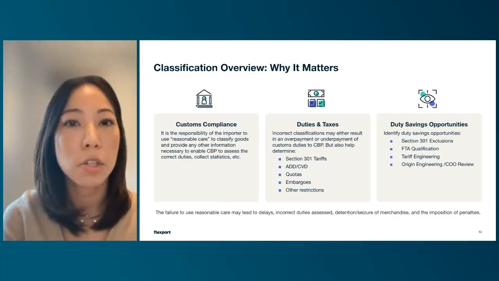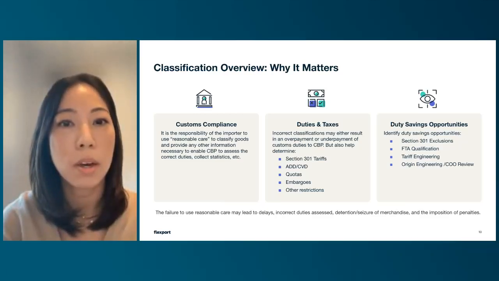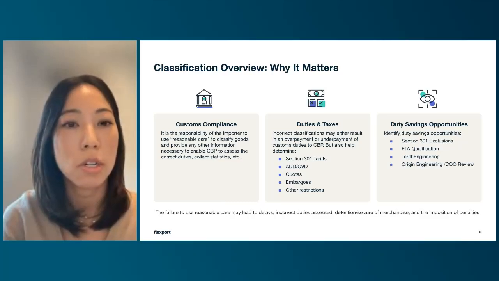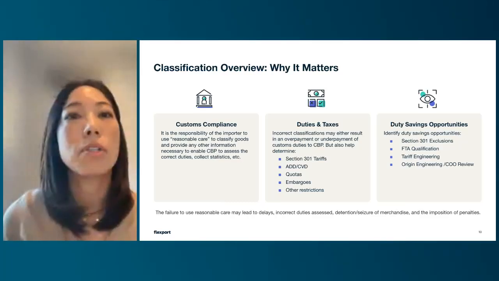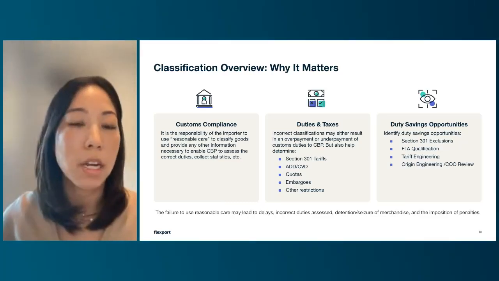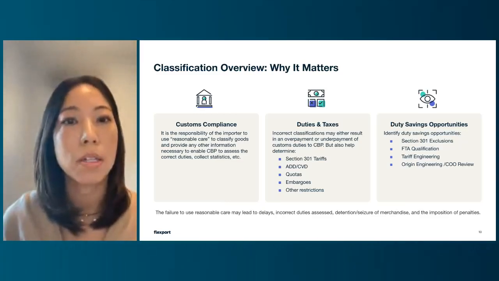So you want to make sure that classification is correct, because there are other impacts to it, right? When we do classification, you understand what the duty is going to be, but also that will help us determine, is there a Section 301 tariff tied to that product?